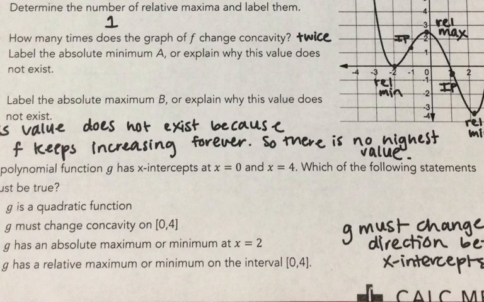B, g must change concavity on the interval from 0 to 4. So the way that I would try to solve this is I would try to come up with a counterexample. If I can think of one graph that I can draw that has x-intercepts at 0 and 4 and doesn't change concavity from 0 to 4.